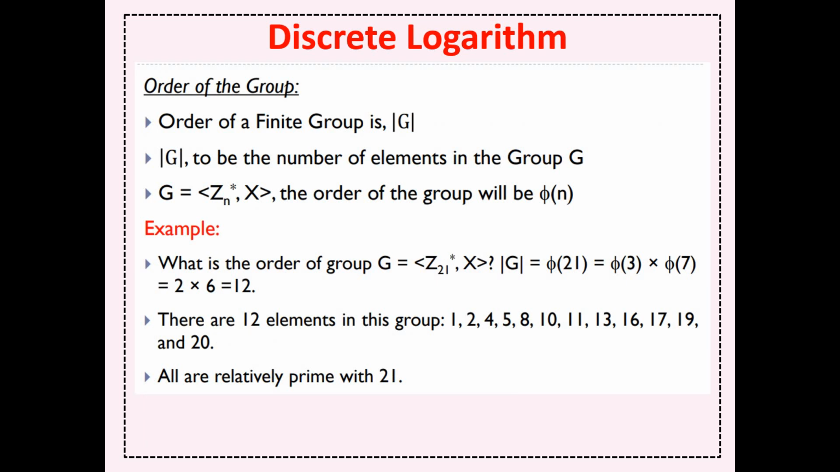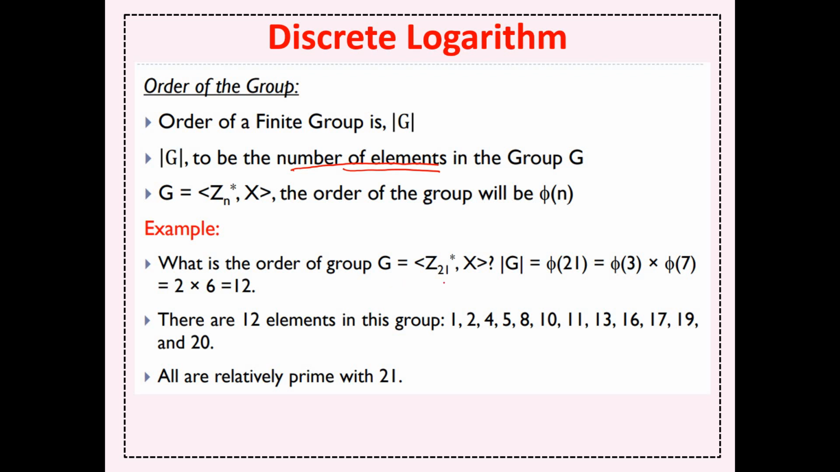The order of a finite group G is usually represented by mod G, like this, and it is the total number of elements in the group. For any multiplicative group, naturally the number of elements will depend on the multiplicative inverse property. But for any other group also, whichever be the number of elements, that many will be the order of the group.